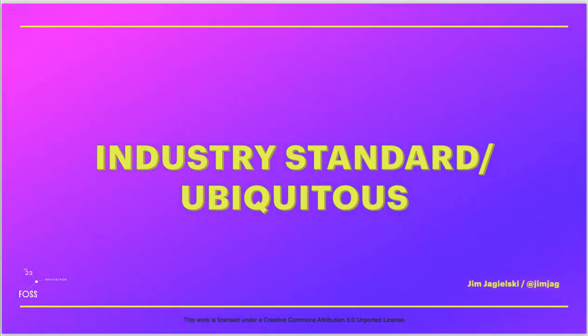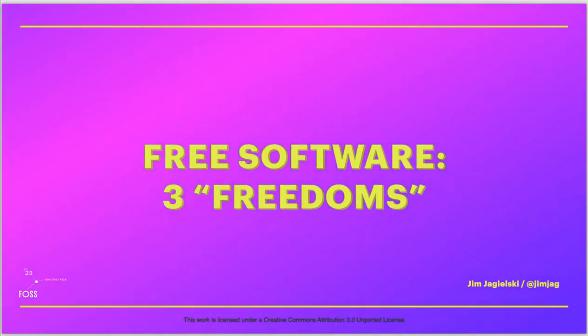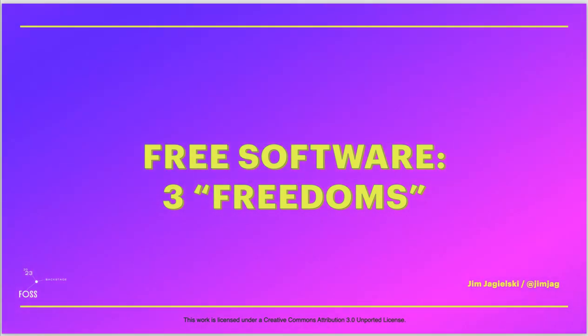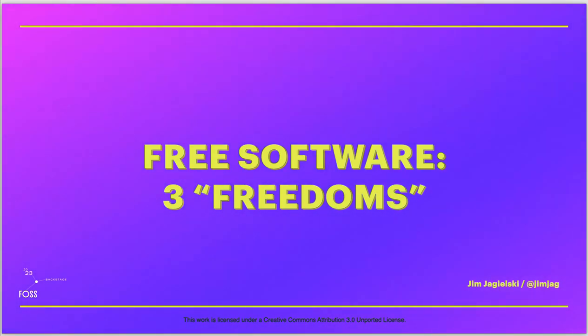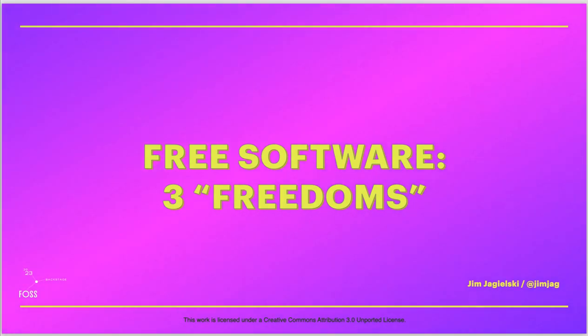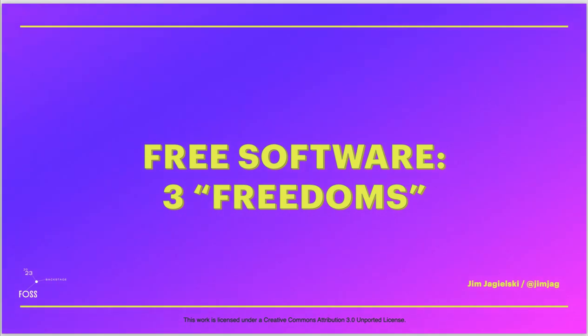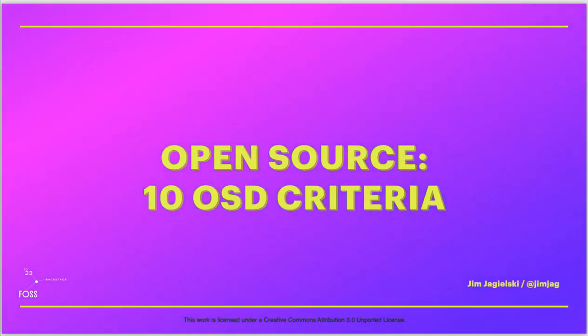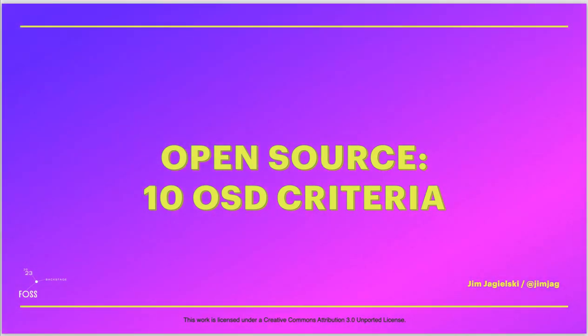Now, as far as what constitutes an open source license or a free software license, there are two main bodies and entities which determine this. The first is the Free Software Foundation, which has three freedoms which a license must comply with to be considered a free software license. For open source, the Open Source Initiative, OSI, are the keepers, the stewards of the open source definition.